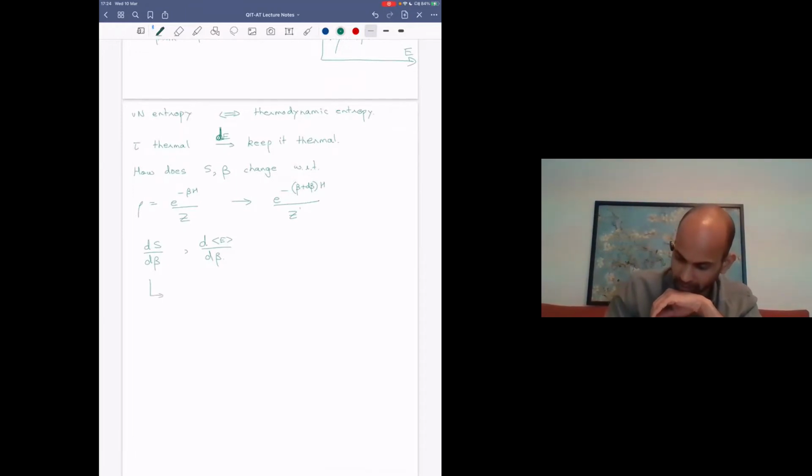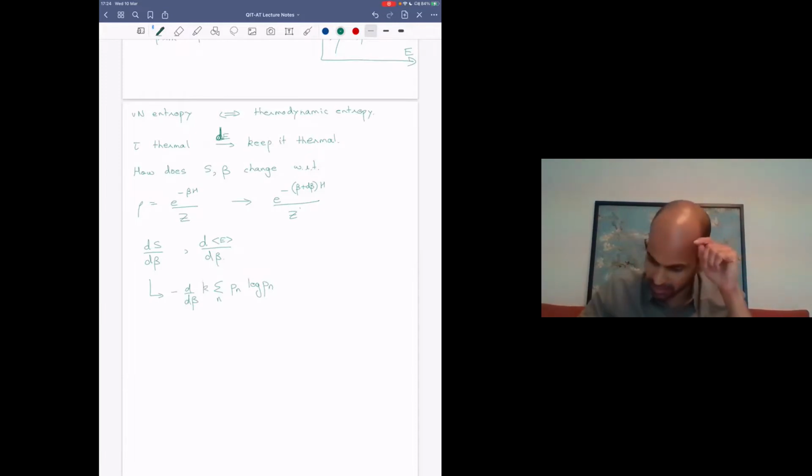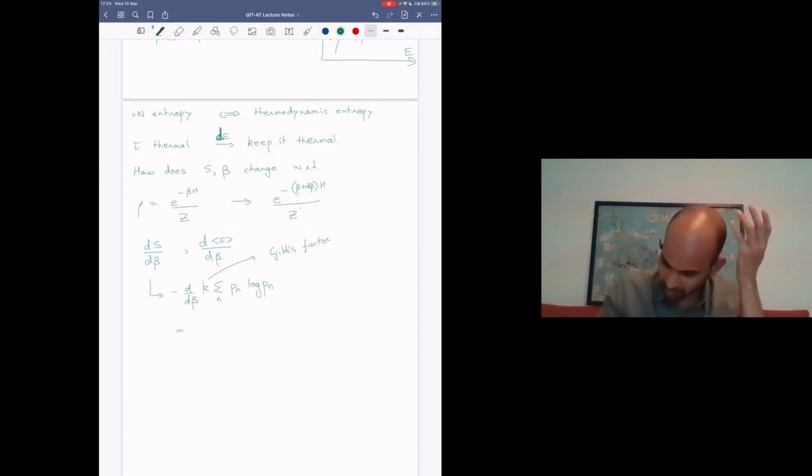Let's consider the rate of change of entropy. This is the differential with respect to beta, sum over n of p_n log p_n. And sorry, I should never forget the minus sign. I'm also going to take that this k, by the way, is called the Gibbs factor, to define the entropy. So the entropy is the Shannon entropy multiplied by k every single time. And now we can simply take all of this inside.